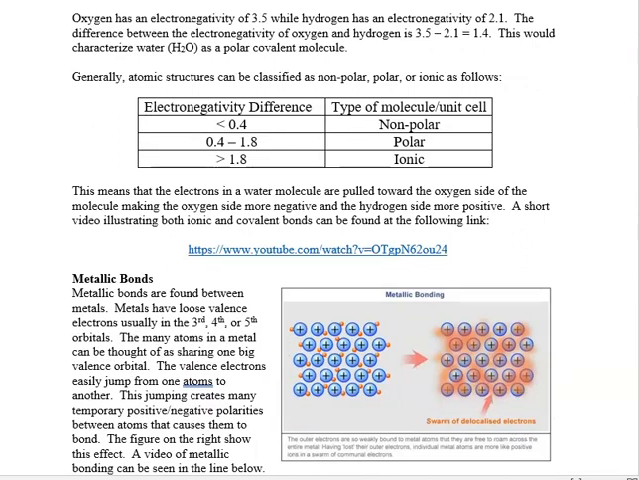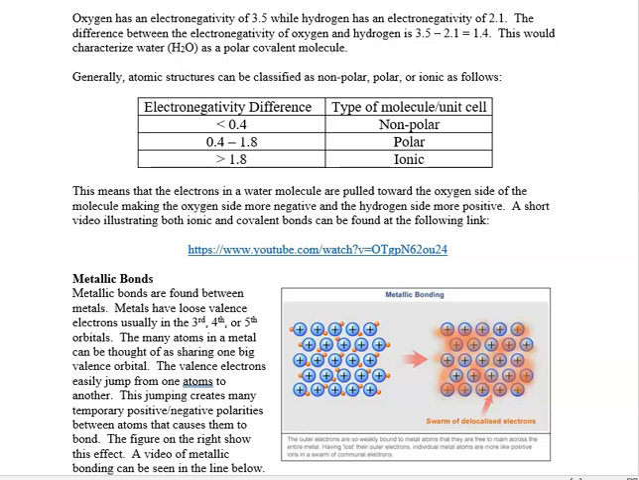Oxygen has an electronegativity of 3.5, while hydrogen has an electronegativity of 2.1. The difference between the electronegativity of oxygen and hydrogen is 3.5 minus 2.1, which is 1.4. This would characterize water as a polar covalent molecule.